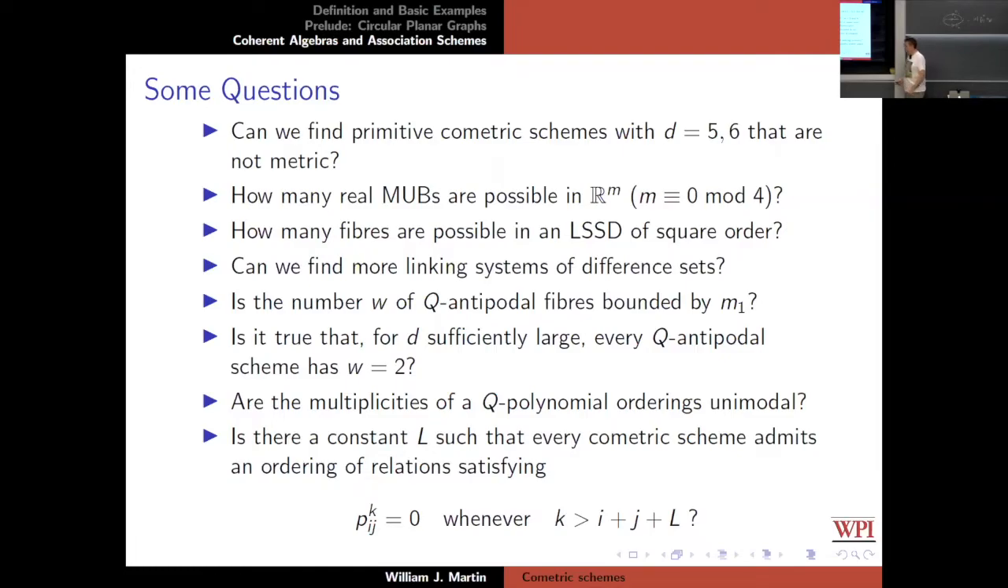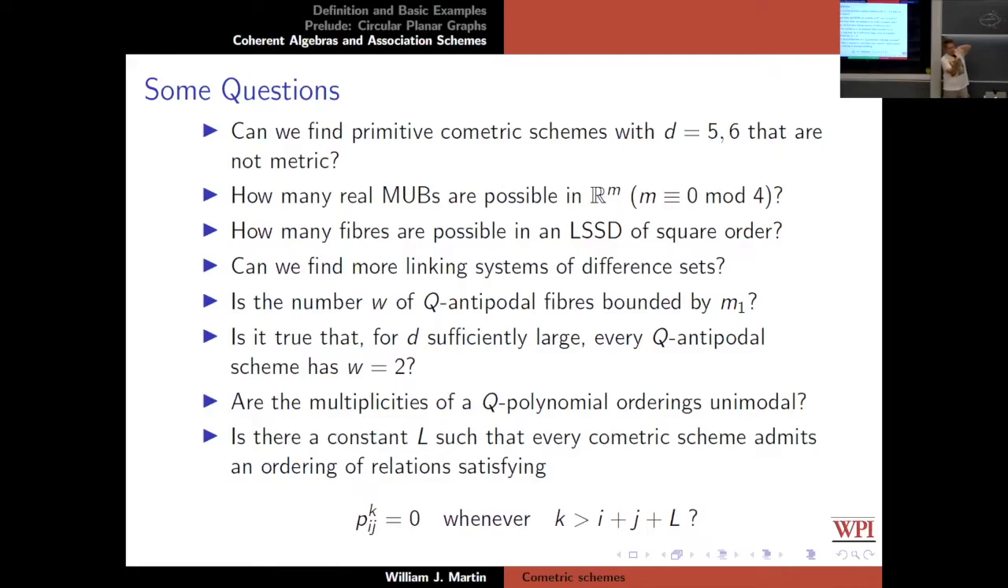I think we can do this by interpreting the eigenspaces as spaces of polynomials modulo some ideal, but I don't have a proof. We'd like to say that as you get a Q polynomial scheme with a large class number, the thing looks like a P polynomial scheme. So maybe instead of saying that Pijk is 0 whenever k is bigger than i plus j, maybe there's some threshold, maybe 5. If k is bigger than i plus j plus 5, maybe things go away.